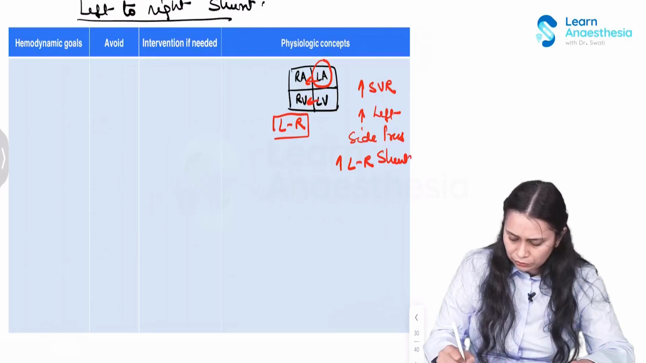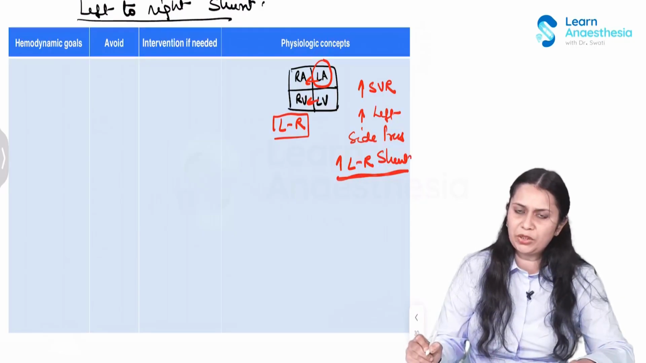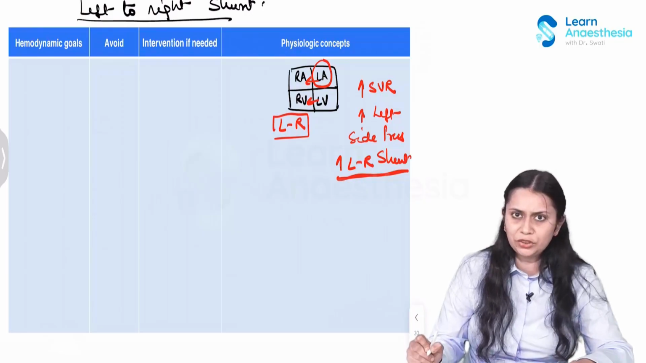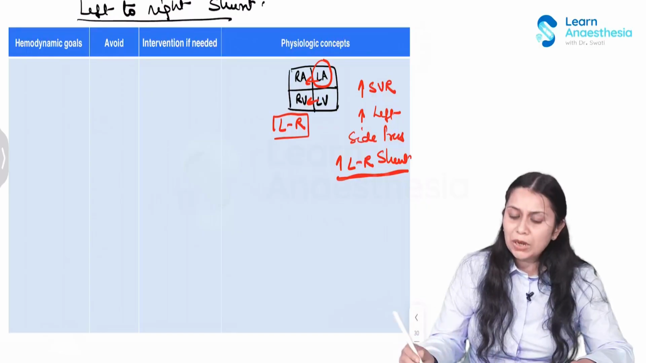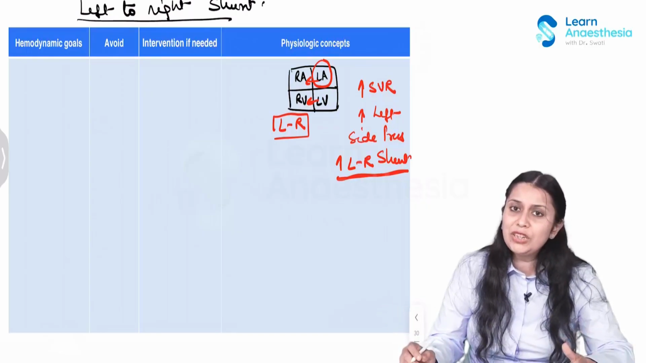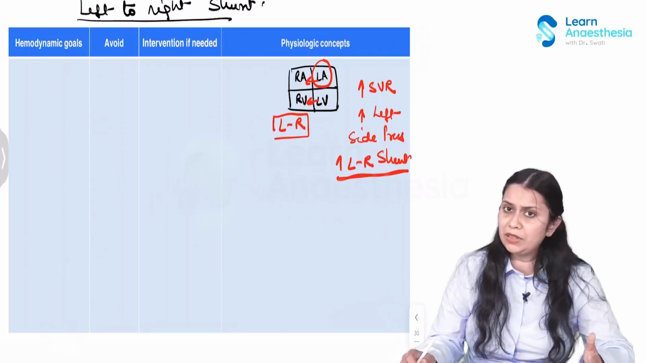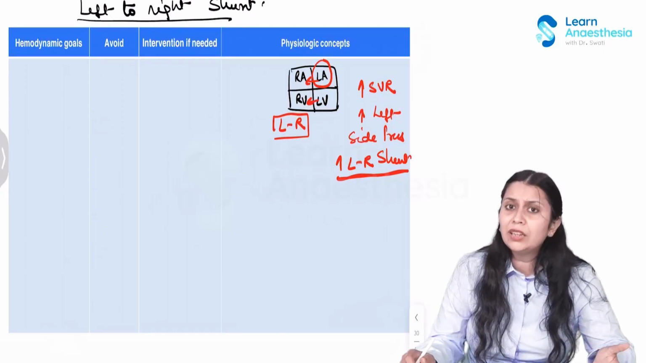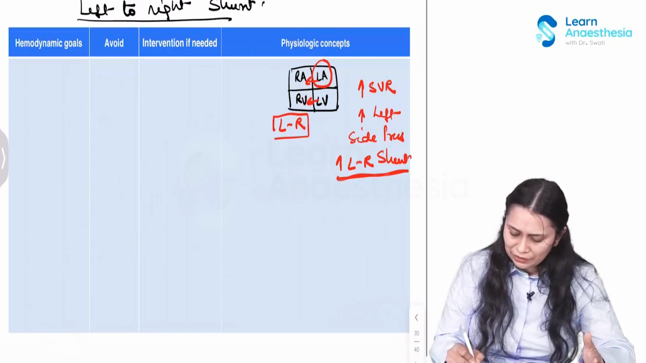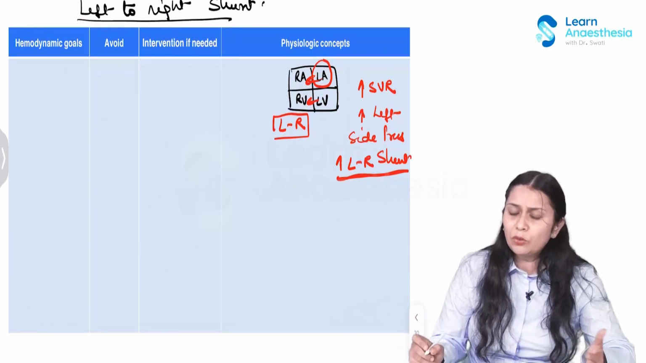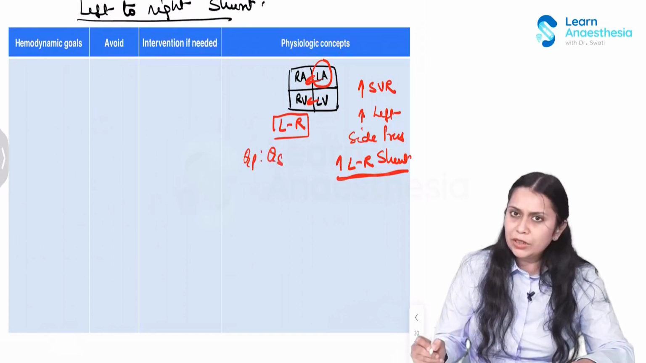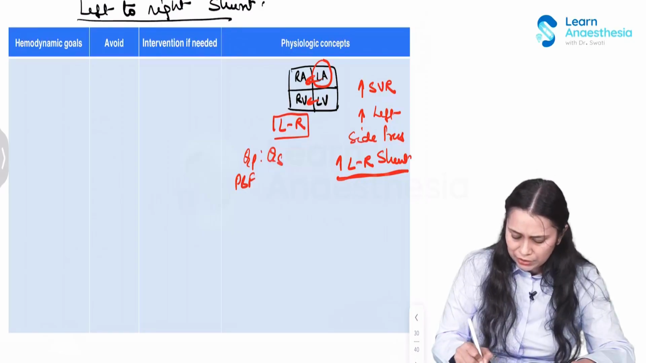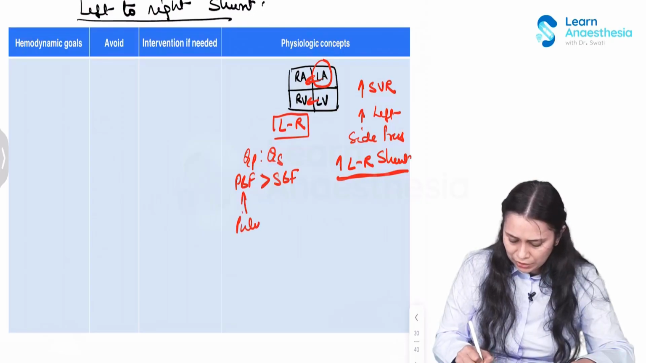So we need to minimize the systemic pressure in these patients, just the opposite of right to left shunt. And similarly, we should not cause any decrease in pulmonary vascular resistance. If pulmonary vascular resistance decreases, what will happen? Again, the shunt fraction will increase. So in left to right shunt, there is a higher QP to QS ratio. If pulmonary blood flow is much higher than systemic blood flow, this will cause pulmonary congestion.